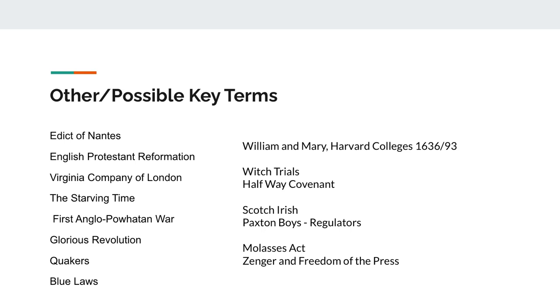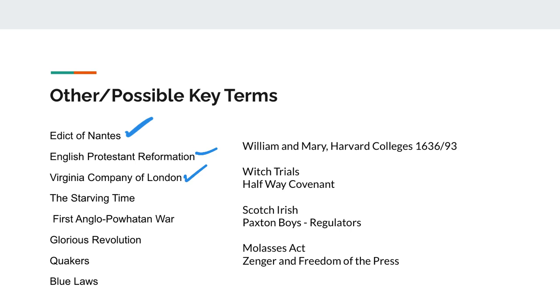Other possible key terms here: the Edict of Nantes was the French declaration that allowed Protestants. They're going to repeal the Edict of Nantes, and what that's going to lead to is French Huguenots, or French Protestants, moving to Canada. Protestant Reformation in England, Henry VIII. The reason for this being important: one, it centralizes the power of the English government, and it leads to the creation of the Puritans and all that sort of stuff, and the problems with the Puritans, which lead them to immigrate.